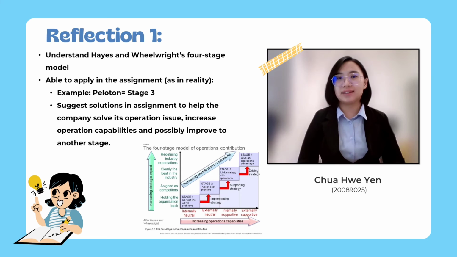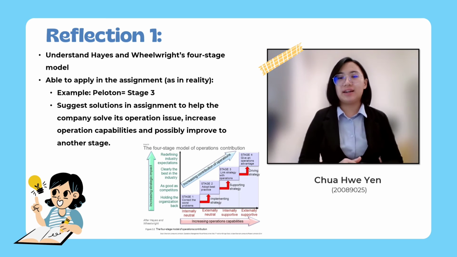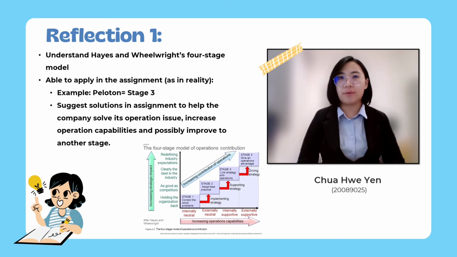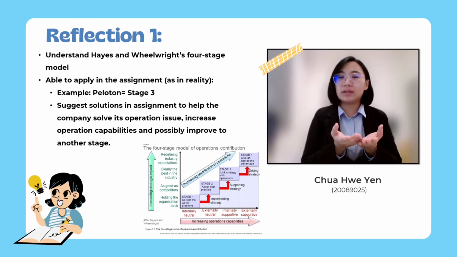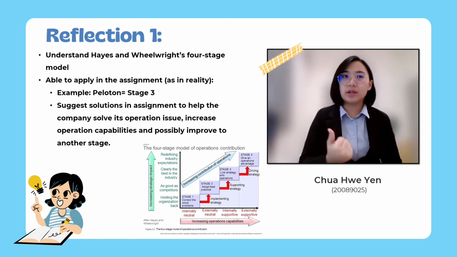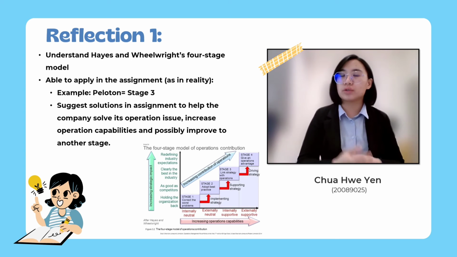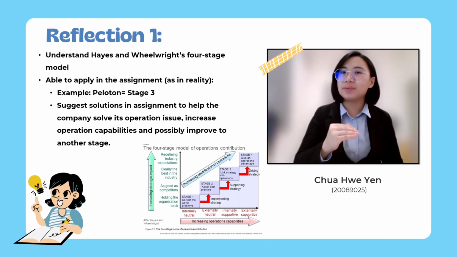After attending classes, I have different understanding about operation management, especially when I apply it into my assignment. Just take Hayes and Wheelwright 4-stage models, I can understand better about the 4 levels of operation capabilities and analyze the stage of the company. For example, I can analyze that Peloton is currently at stage 3, as its competitive strategy can be linked together to its operation, to offering a better service, products, prices, and more to the consumers. And then I will come out a solution in this assignment to help the company solve its operation issue and possibly improve to stage 4.